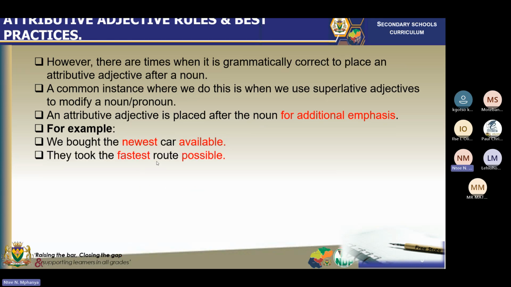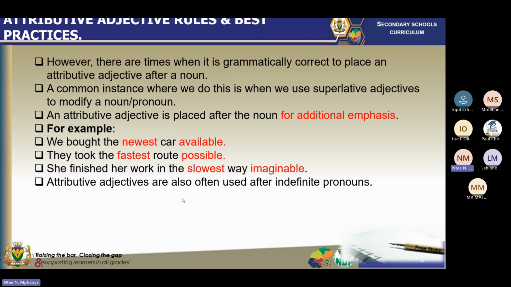They took the fastest route possible. There were three fastest routes around town, but two of them were not possible to use. So we took the one that was possible. Therefore, we are adding additional emphasis on the three fastest routes: two were not possible, only one was possible. So we took that one. She finished her work in the slowest way imaginable. There were other ways in which she finished the work slowly, but this one was the most imaginable one. So we're using the superlative adjectives to modify a noun.